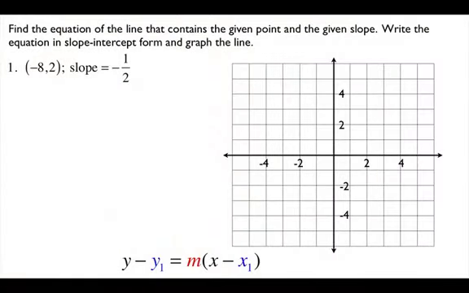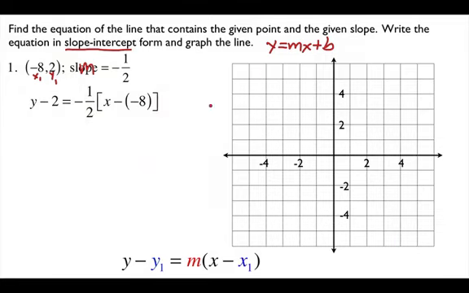So here's number one. It says find the equation of the line that contains the given point and given slope. Write the equation in slope intercept form. So I want to write the equation in y equals mx plus b. To get there, I am going to use point slope form because the information in this problem is a point, an x sub 1, y sub 1, and an m. So I plug it in here, and this is what I get.